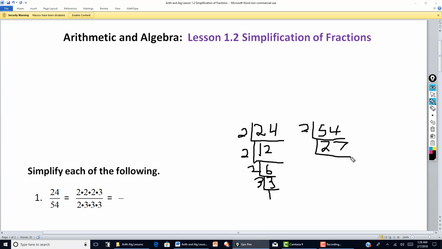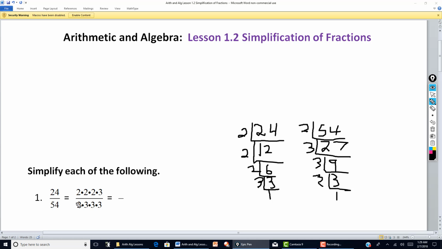Smallest prime that divides into 27: 2 won't go, but 3 does. This will go 9 times. Smallest prime that divides into 9 is 3. Goes 3 times, and the smallest prime that divides into 3 is 3. That leaves 1. So the product of those numbers is the prime factorization.